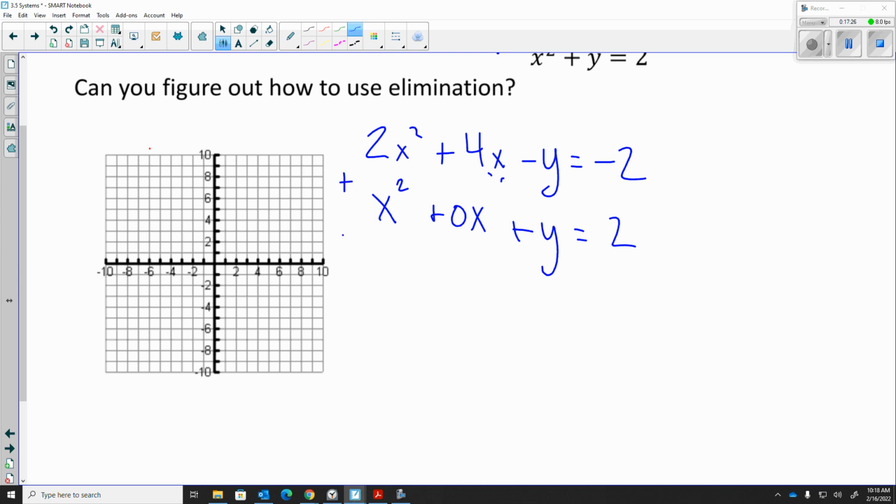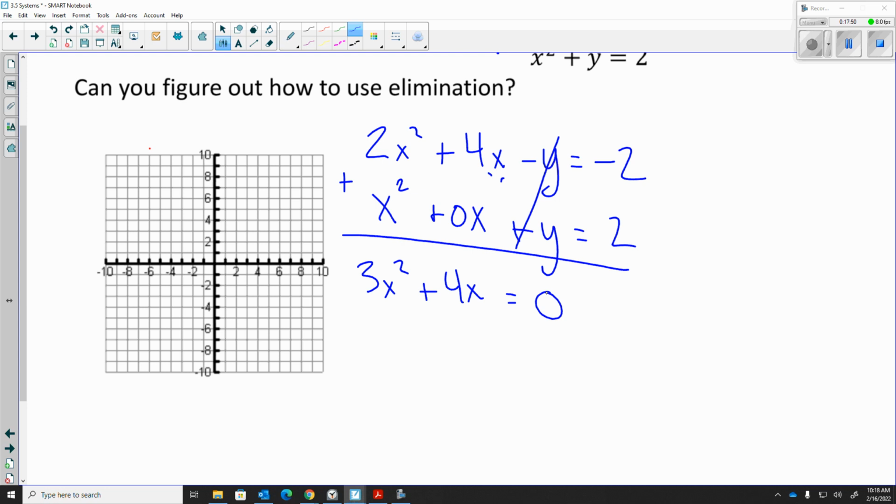2x squared plus x squared is 3x squared. 4x plus 0x is 4x. Negative y and y, that cancels. -2 and 2 is 0. There it is. Make a little bit of sense? Well, we still want to solve it. This is our new equation, 3x squared plus 4x equals 0.